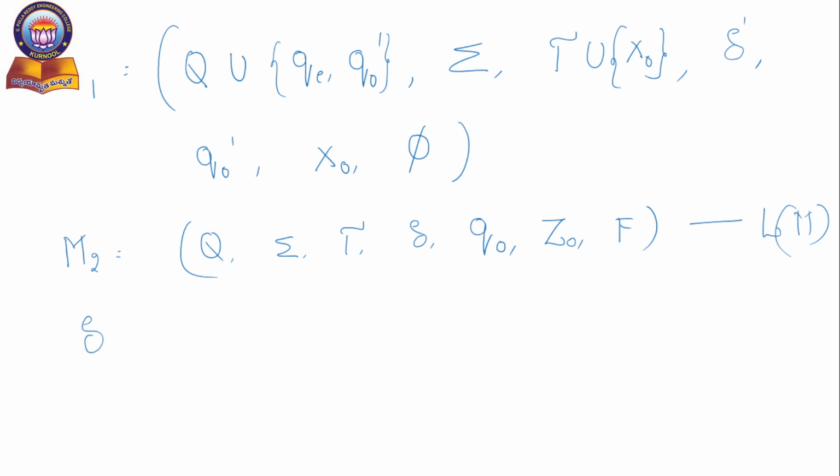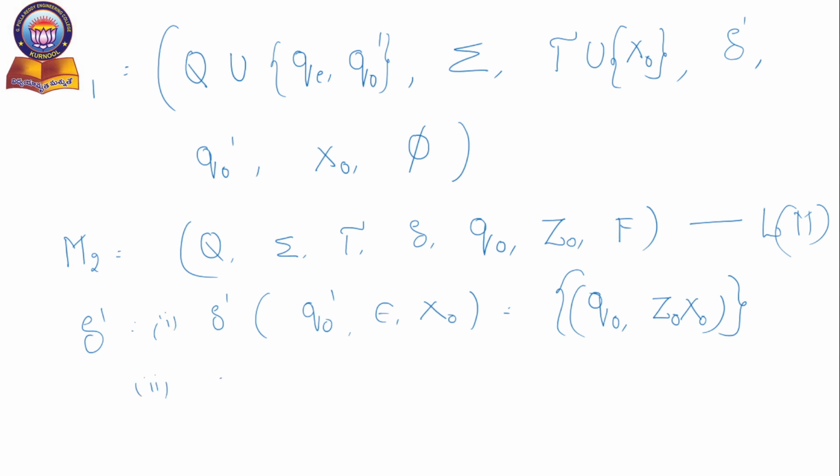Now we will write the delta rules like this. Delta prime of Q naught prime, epsilon, X naught is equal to Q naught, Z naught X naught. That means being in the initial state Q naught prime, without reading any input symbol and by taking the initial stack symbol X naught, we are going to the Q naught, which is the initial state of the M2 machine, and we are adding Z naught to the stack. We are making the Z naught the initial topmost stack symbol now. This is the first rule.